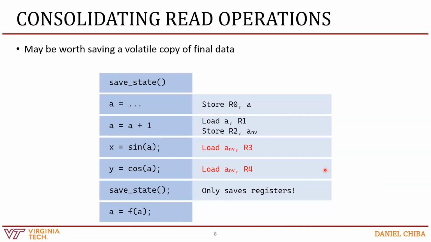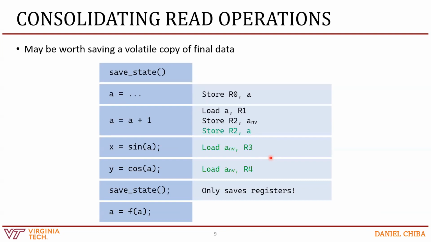So I had mentioned during the write operation transformation that there is a problem here, right? Non-volatile memory is more expensive, more energy intensive to read and write. So if you stored your final value into non-volatile memory and subsequently you're using that same variable again, you're going to have to read it from non-volatile memory, which is going to consume a lot of energy.